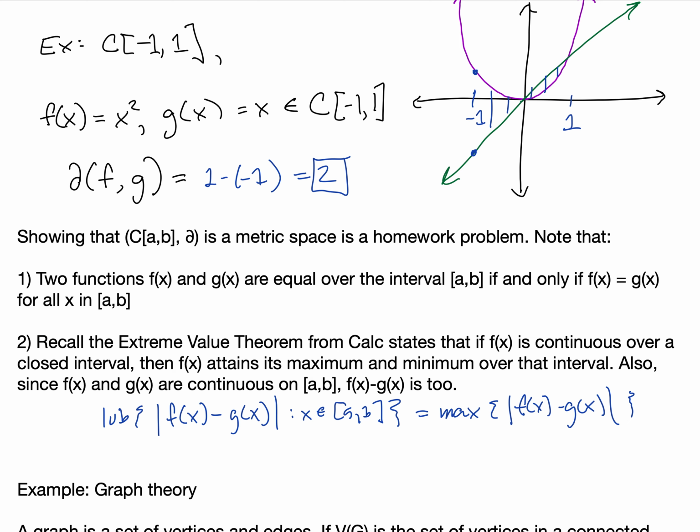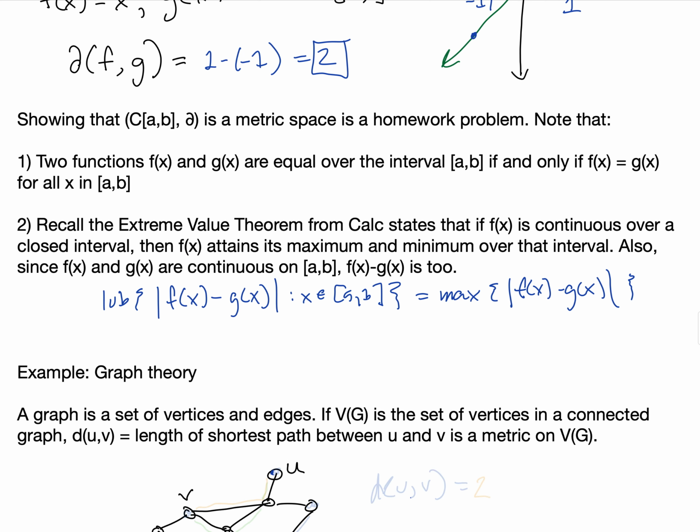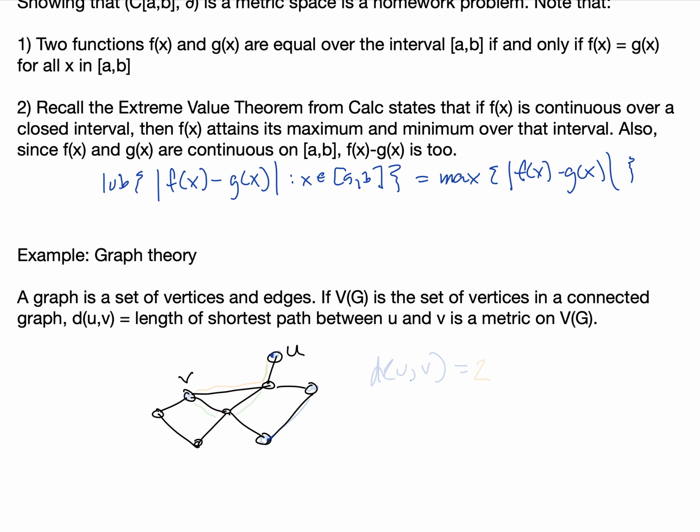Here's another example. So some of you have had graph theory before, some of you haven't. If you haven't, no big deal. This is just a quick example just to tie it to another discipline. So a graph is a set of vertices and edges between vertices, so points and lines. If V(G) is a set of vertices in a connected graph, then the distance between 2 vertices u and v is going to be equal to the length of the shortest path between u and v. And that is a metric on the set of vertices of the graph.